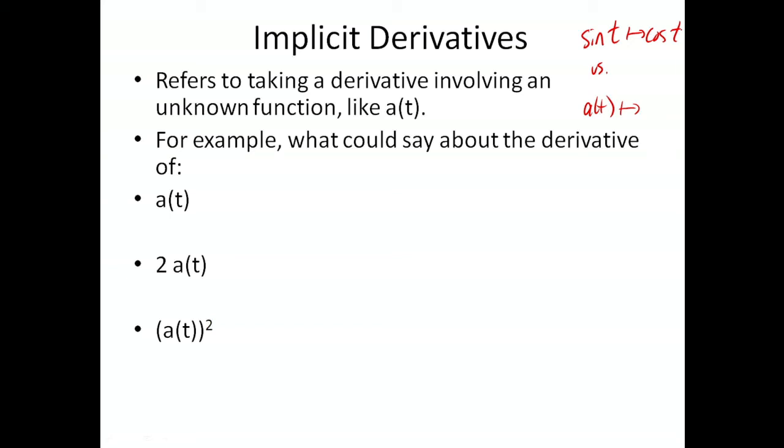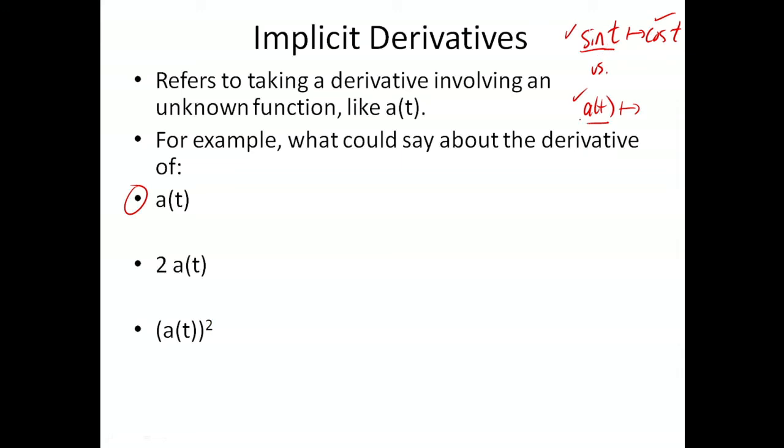So, if I wanted to say, again, what's the derivative of sine, I look that up in the chart and I say, oh, look, it's cosine. But if I just had a generic function, a of t, which is my first example right here, and I say, what could I say about the derivative? Well, this is what's called an implicit derivative, because I don't specifically know the identity of the function, right? I don't know that a of t is really one of my famous guys that's in my chart.